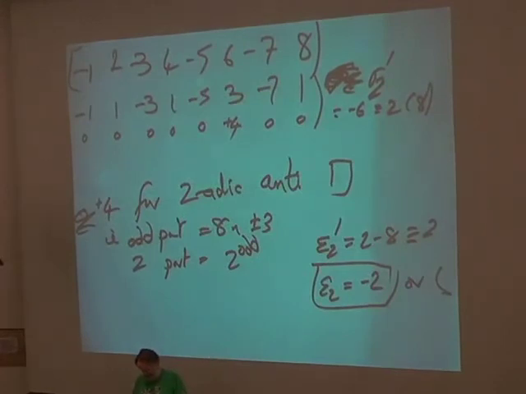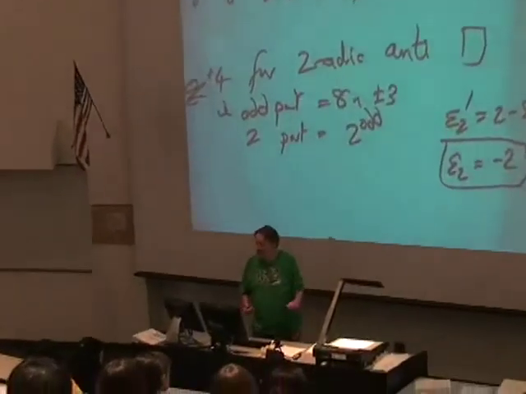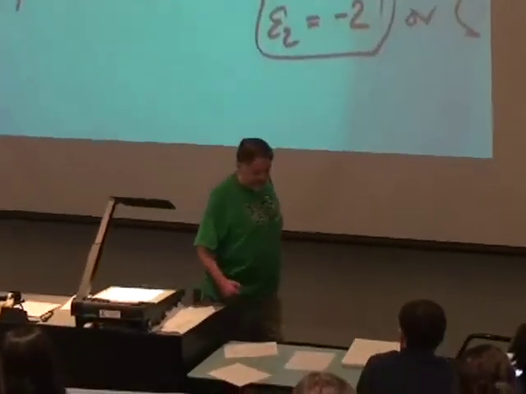Because you don't need to worry about 2, because epsilon 2 plus the epsilons for all the odd primes adds up to 0 anyway. So if you get the odd primes right, you're getting 2 right automatically. So what's the summary of this?